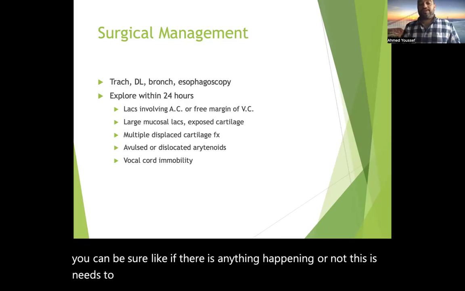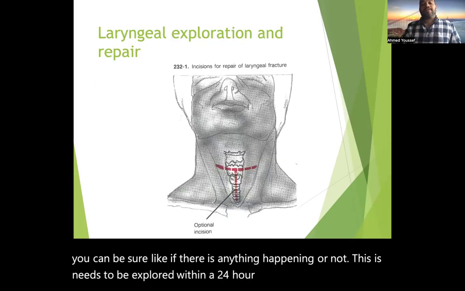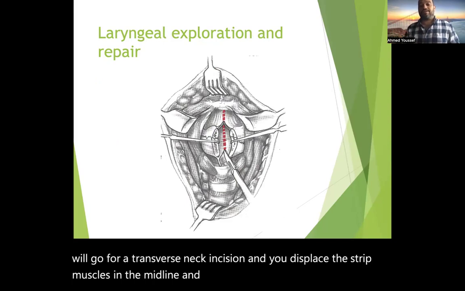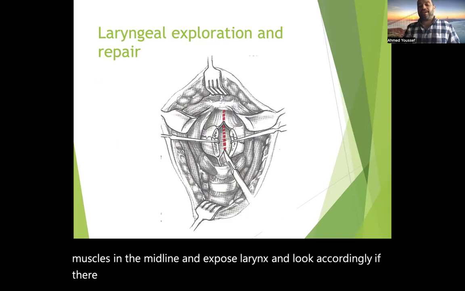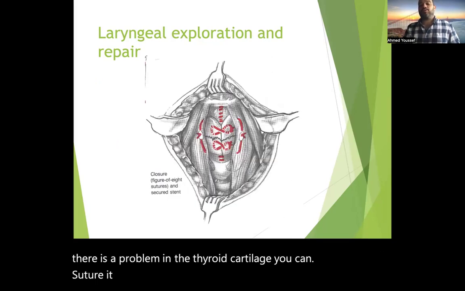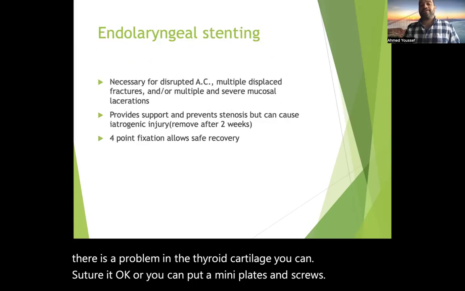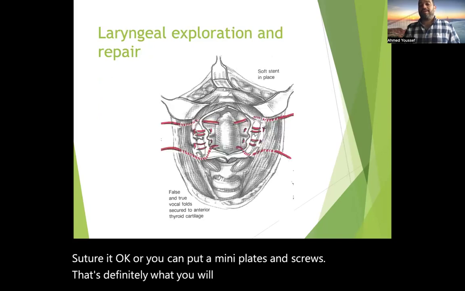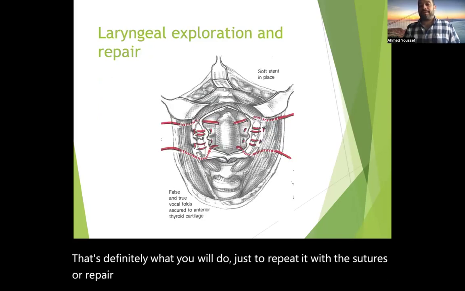It needs to be explored within 24 hours, okay? For the exploration, you will go for a transverse neck incision, split the strap muscles in the midline, expose the larynx and look accordingly. If there is a problem in the thyroid cartilage, you can suture it, okay, or you can put mini plates and screws. That's definitely what you will do. Just repair it with sutures or repair it with mini plates and screws.